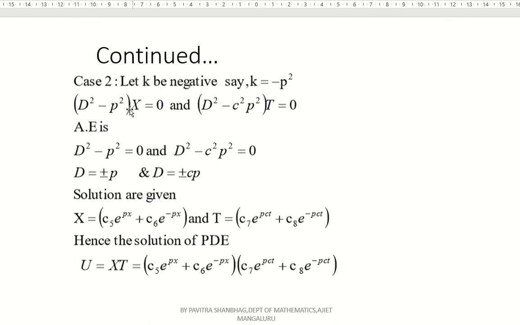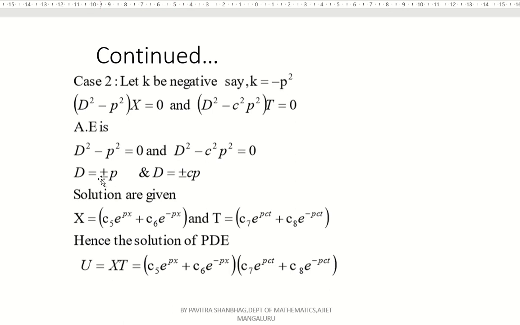Auxiliary equation, equate this to 0. D square minus p square equals 0, so D equal to plus or minus p. Similarly, D square minus c square p square equals 0, so D equal to plus or minus cp. You will get the roots. Roots are real and different. See here, plus p, minus p, plus cp, minus cp.